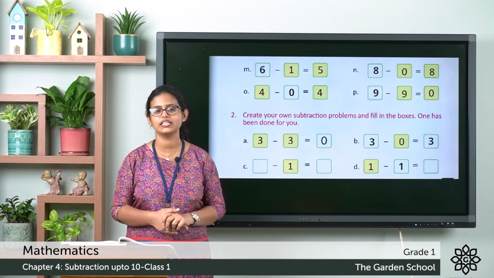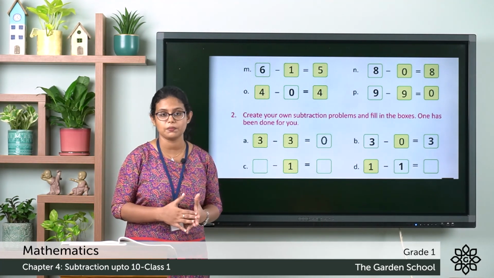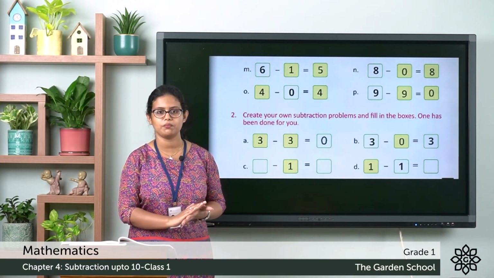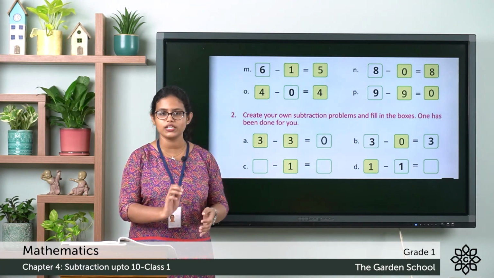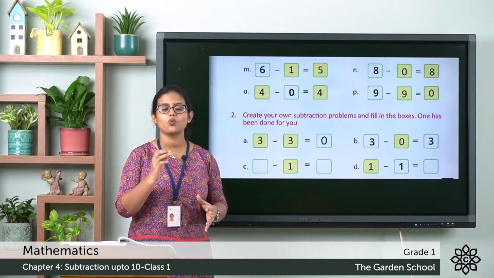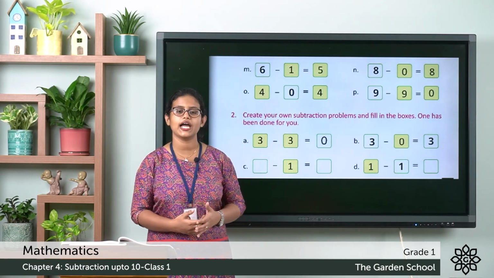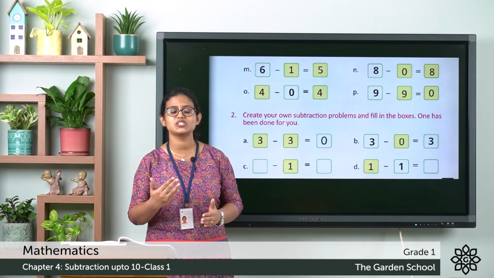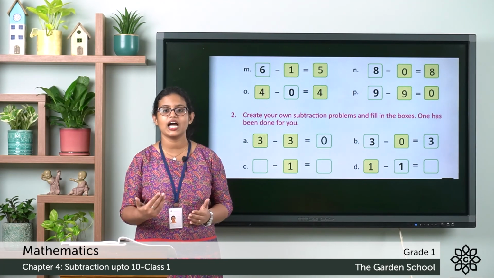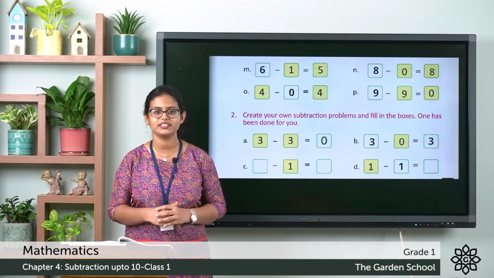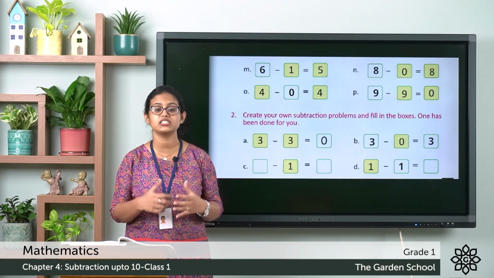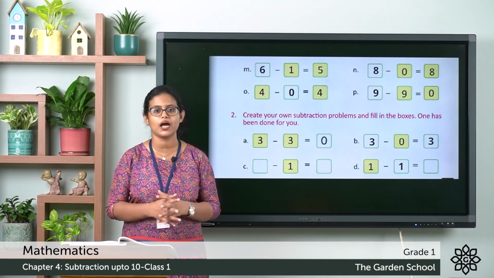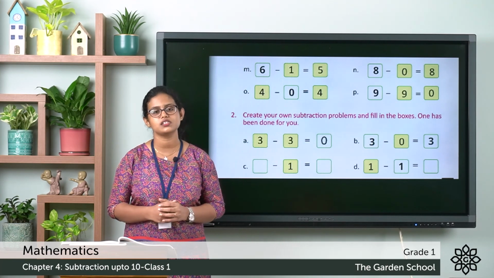So I hope the class was clear to you. That is about subtracting 1, 0 and the same number. So let me explain to you once again. When you subtract 1 from any number, the answer is the number just before. When you subtract 0 from any number, the answer will be the same number. And then subtracting the same number. That is, when you subtract the same number, the answer is 0.